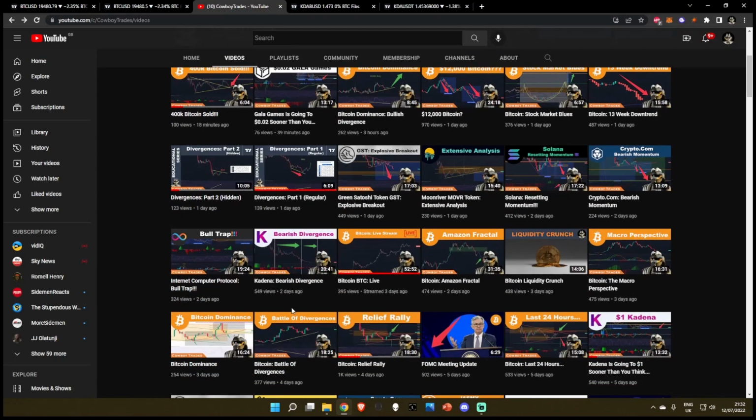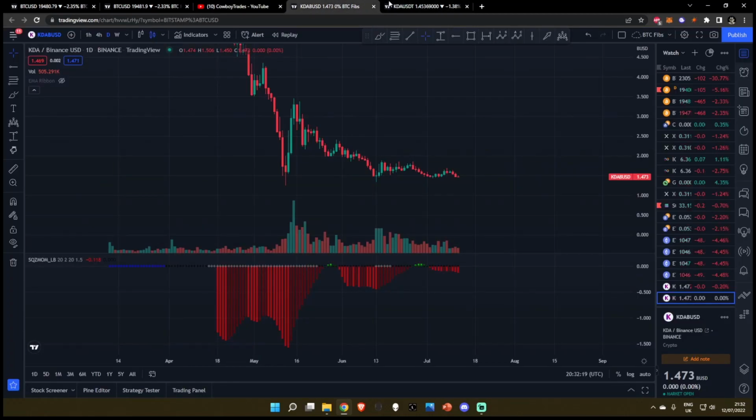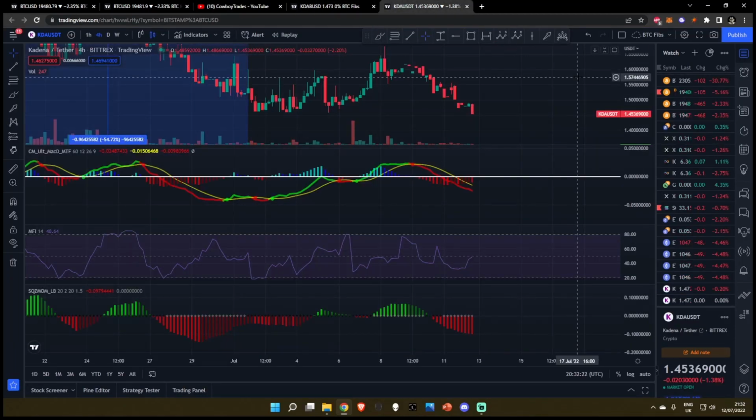We talked about the bearish divergence as well. I forgot about this. There was super bearish divergence playing out over on Kadena. We talked about this 2 days ago. If you want to go check this out, be sure to. But everything we've been talking about is playing out to the teeth.